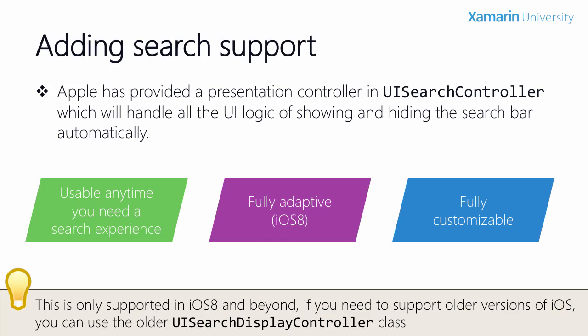If you must support iOS 7, then you can use an older deprecated UI Search Display Controller class to create a similar experience, although it's a bit more cumbersome to work with, and it's only designed for full-screen table view searching. So we're going to focus on UI Search Controller being the most modern and latest way to implement searches. Let's look at the steps necessary.